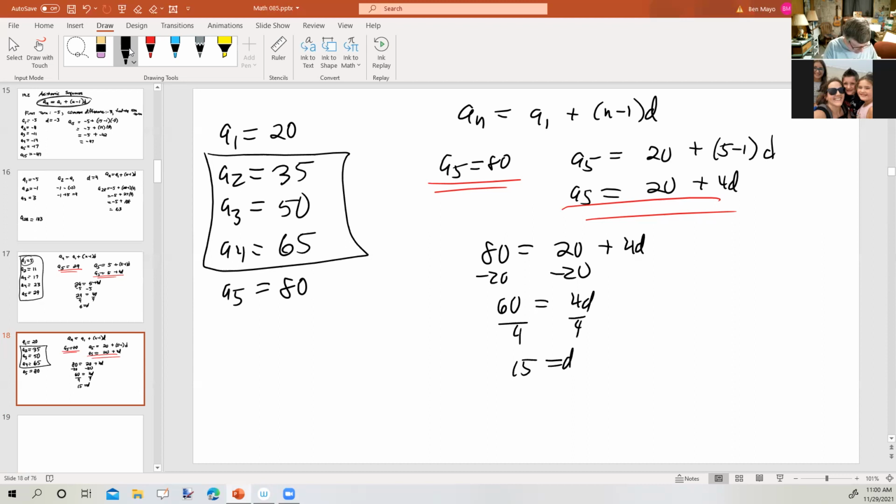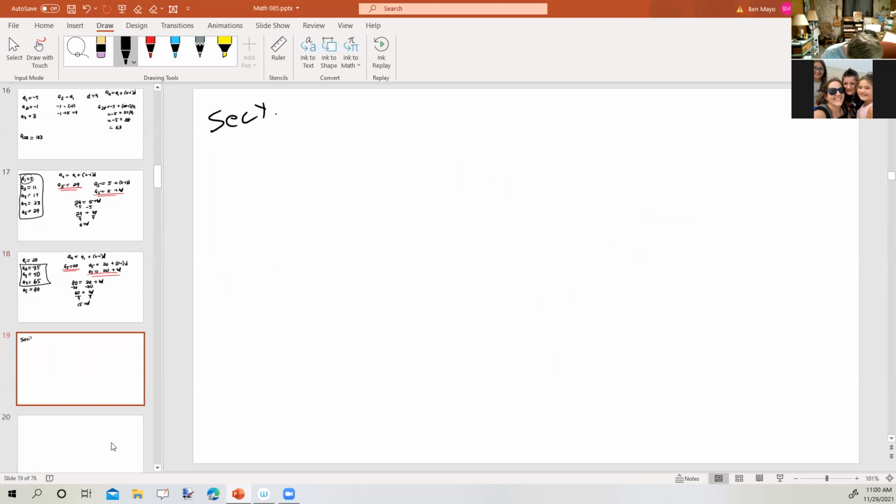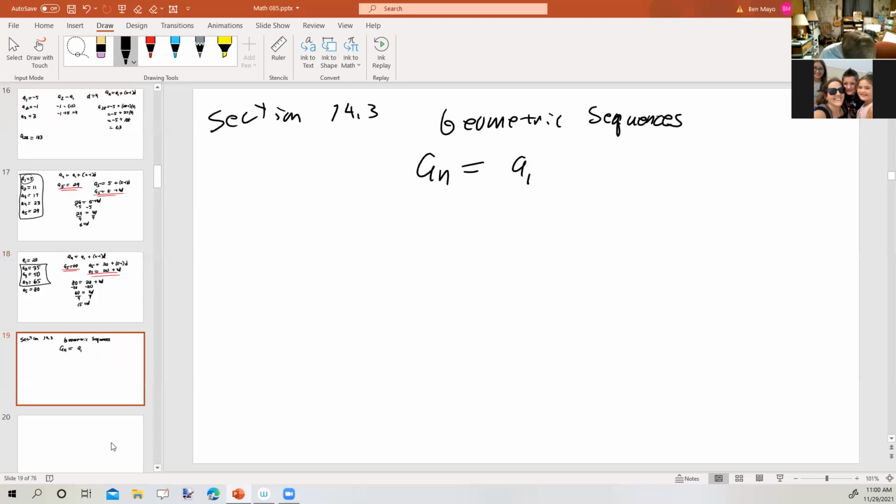Okay, let's go on to section 14.3. And this was geometric sequences. And here we're going to use the formula. A sub n equals a sub 1 times r to the n minus 1 power. Now r, instead of being the common difference like the arithmetic sequences, r is called the common ratio.